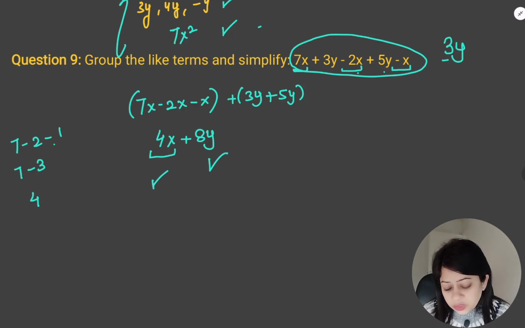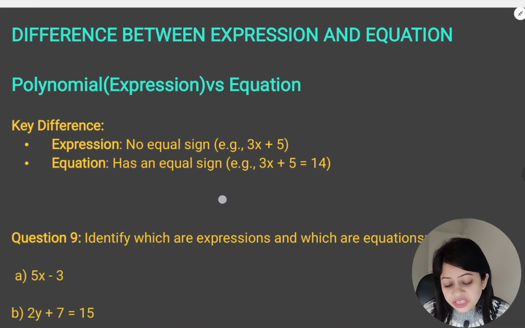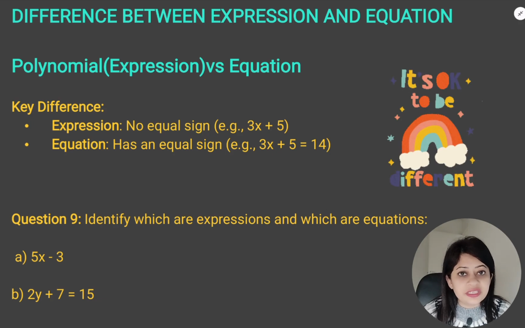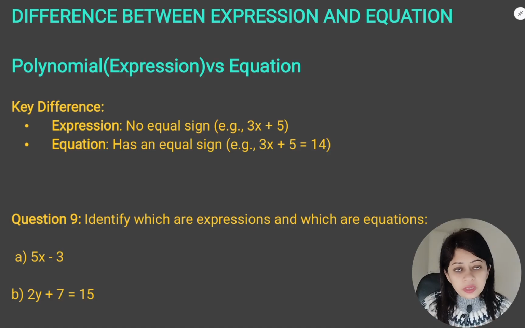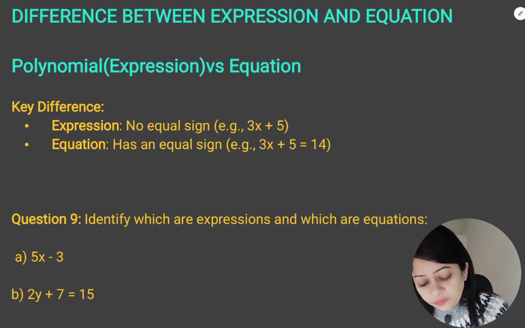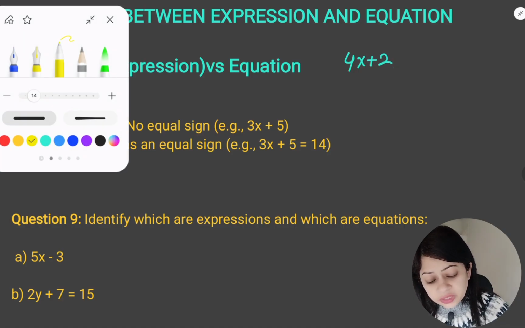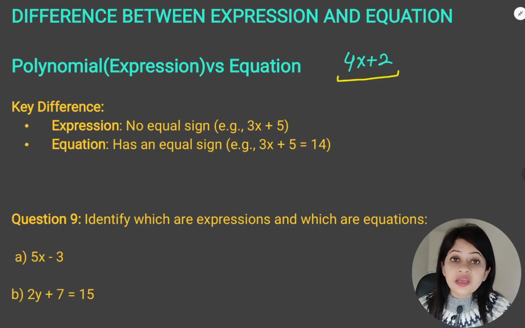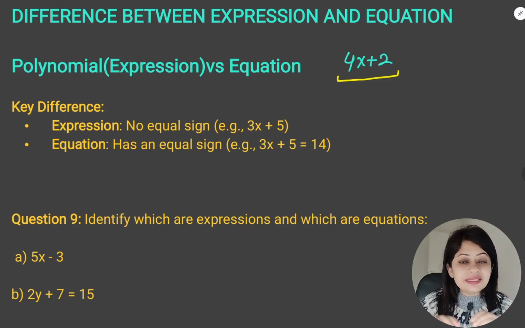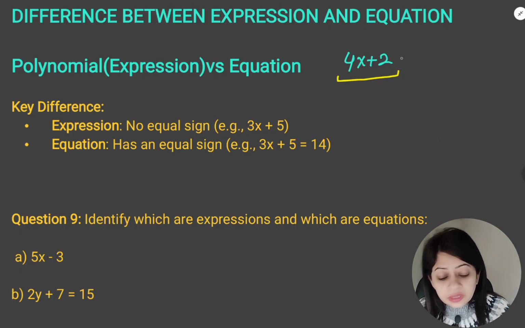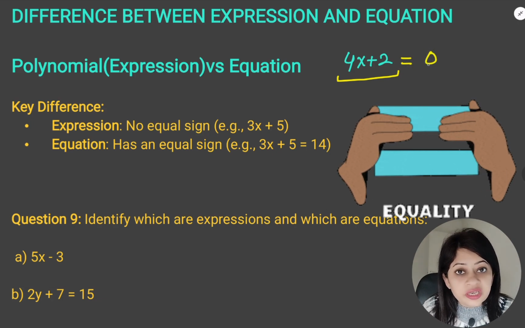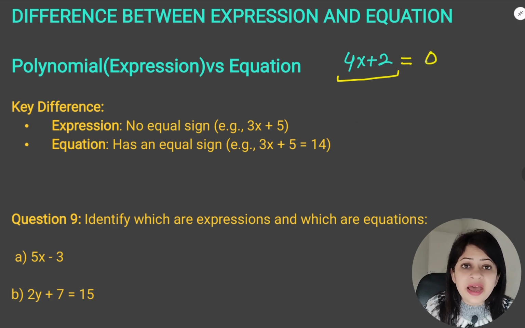Okay. Next we have the difference between expression and equation, or polynomial versus equation. Now we have another very important topic. If I write 4x plus 2, what is this? 4x plus 2 is a polynomial or an equation? You know what an equation is? As the name suggests, equation. If a polynomial has an equal sign, that becomes an equation. If it is a polynomial, it never has an equal sign.